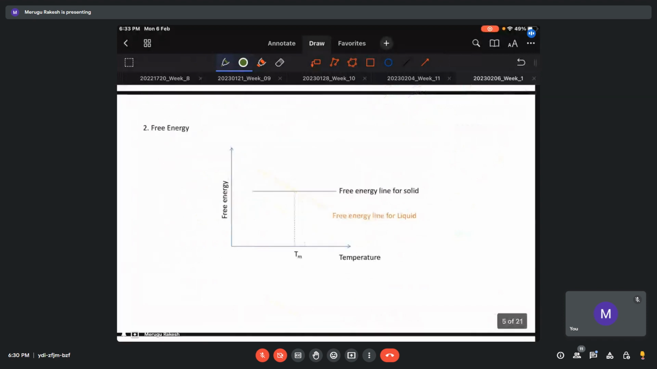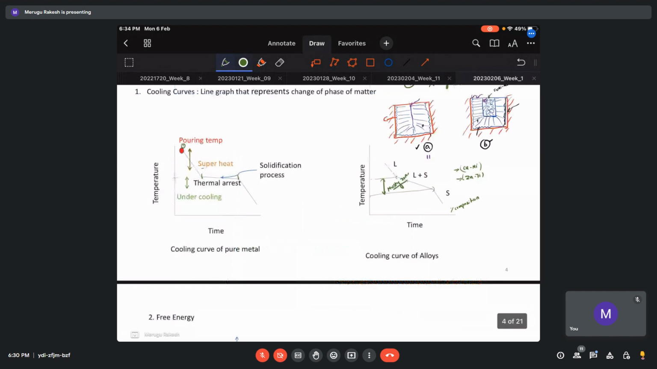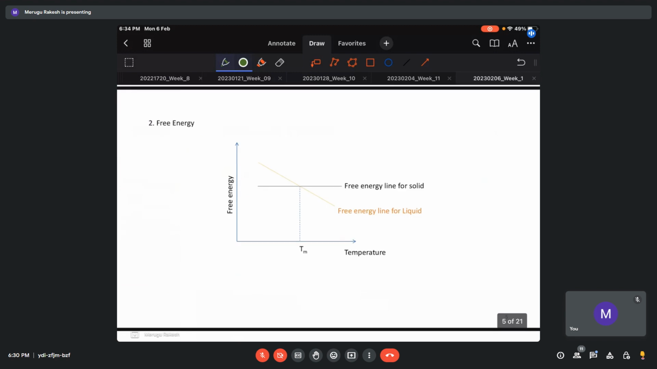So now there is one more aspect we need to understand. So what happens in the mushy zone? I will explain. Before that, we need to understand free energy. So finally, I will get into that, what happens in this mushy zone. So now, these free energy curves, it is very simple.